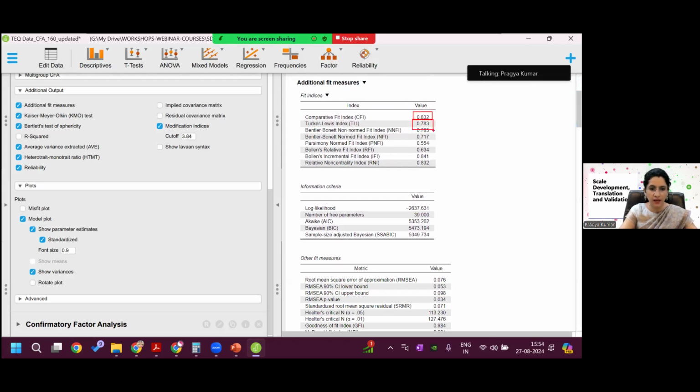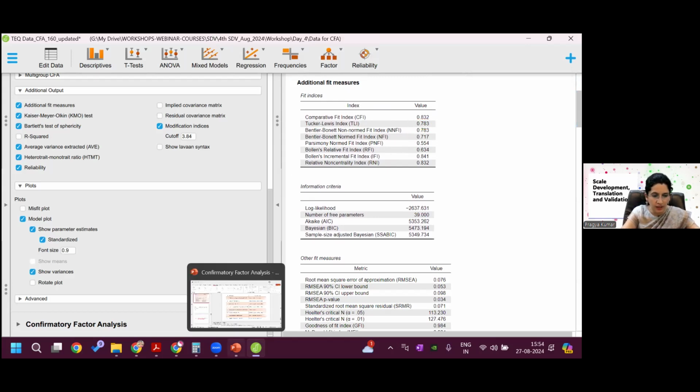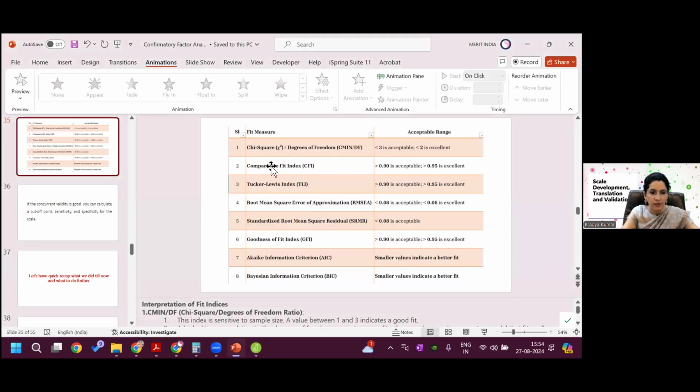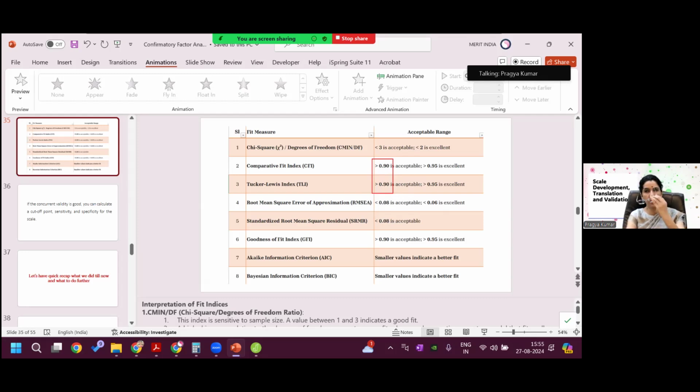the comparative fit index and the Tucker-Lewis index. If you see the value of comparative fit, in both cases it is more than 0.9. Both CFI and TLI should be more than 0.9 to be acceptable. Can you see this? For the first one, the ratio should be less than 3, or if it is less than 2, it is very good. For the comparative fit index and Tucker-Lewis index, this should be at least more than 0.9.